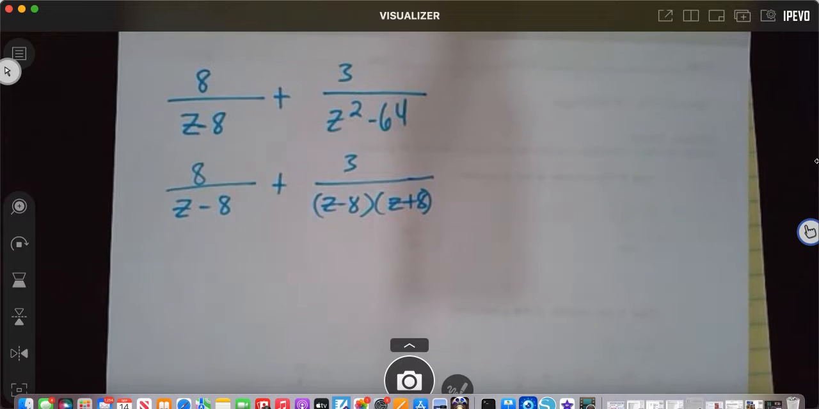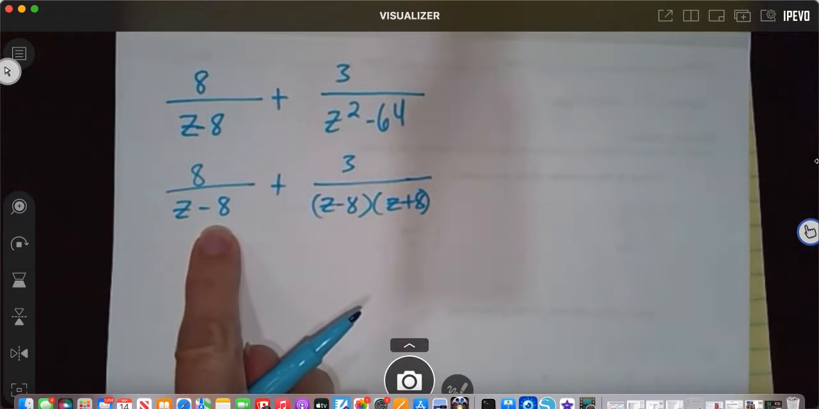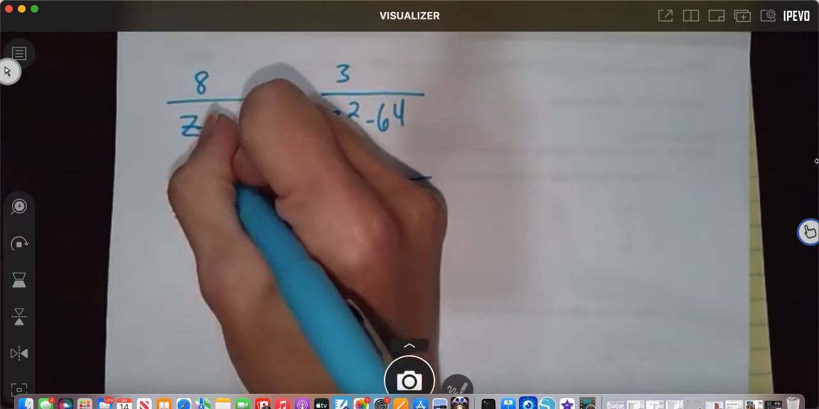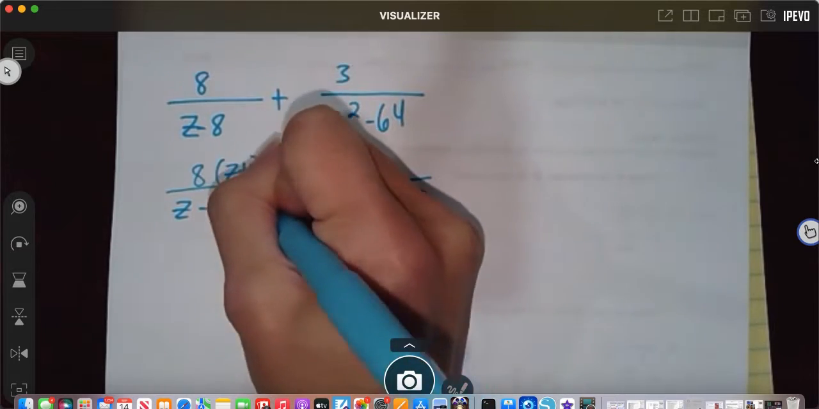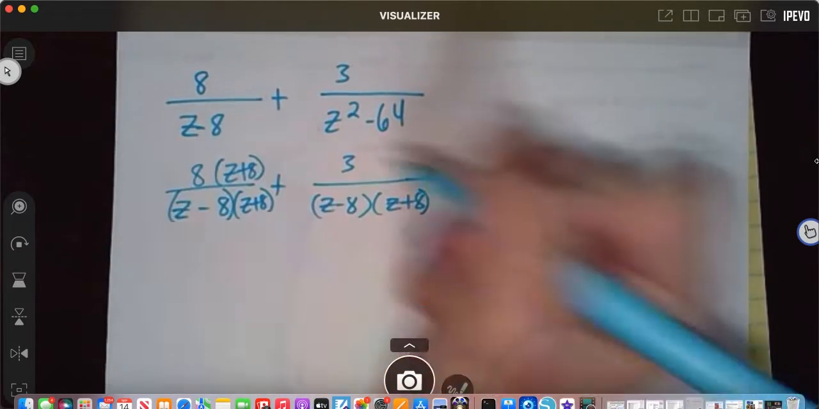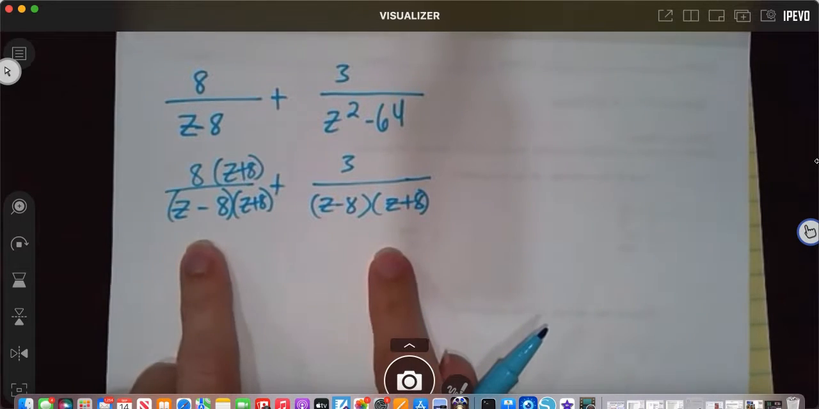Now what's missing on the left one? A z plus 8. Remember, the denominators have to be the same. So all I'm missing is a z plus 8. So I'm going to add it here and here. So that's all I did. Because remember, it's basically a 1 because it would cancel out. But I'm going to add it so it's a common denominator. They match.